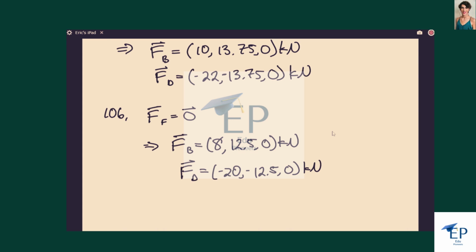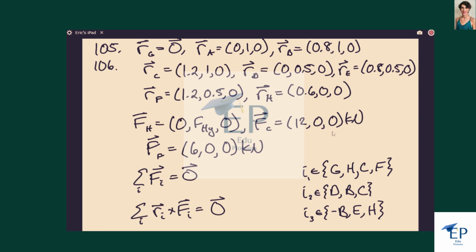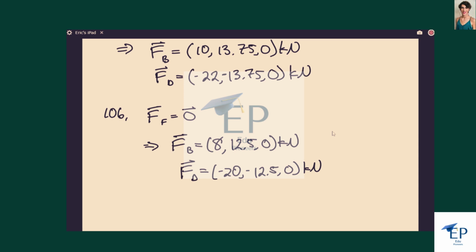And so in problem 106, we're asked to basically set the force at F to 0, and we can do that, and we can just crank through the algebra again. And so instead of having an F here, we get rid of that. And so then we'll get 9 equations and 9 unknowns again. And we can crank through that algebra.